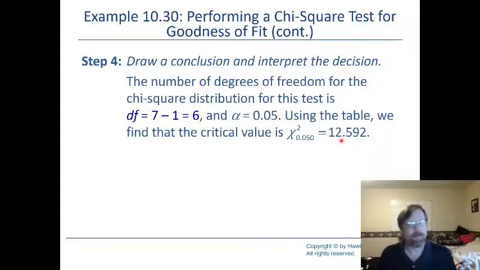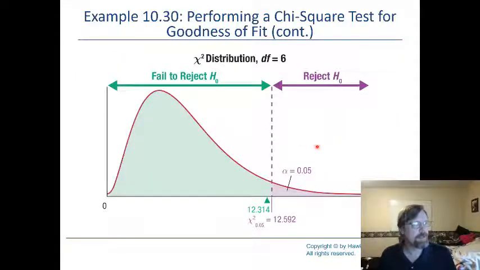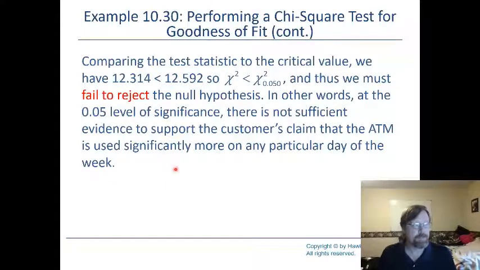Okay, so what this looks like is our rejection region is up here, past 12.592. Our value is 12.314, so we cannot reject the null hypothesis. We're here in the fail to reject region. So there's not sufficient evidence to support the customer's argument that the ATM is used more often on whatever particular day of the week they try to go.